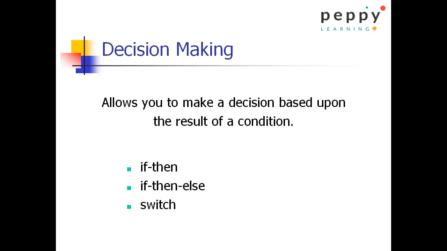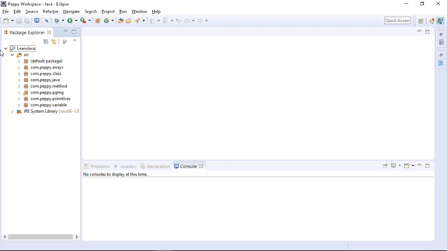Decision making. Decision making allows you to make a decision based upon the result of a condition. If-then-else and switch are the decision making statements. Let's see them programmatically. I have already opened Eclipse.